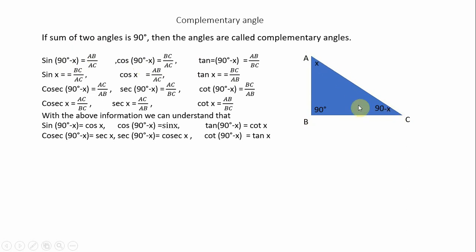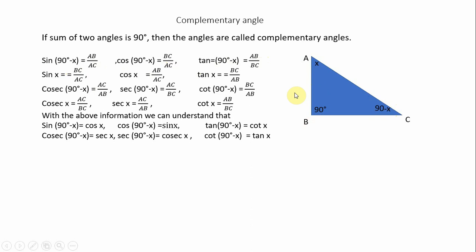Similarly, we write tan of 90 minus x degrees. Tan is basically opposite side by adjacent side. The opposite side is AB and the adjacent side is BC. That is how I have written: sine of 90 minus x is equal to AB by AC, cos of 90 minus x is equal to BC by AC, and tan of 90 minus x is equal to AB by BC.